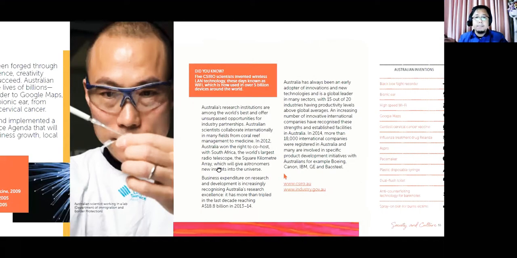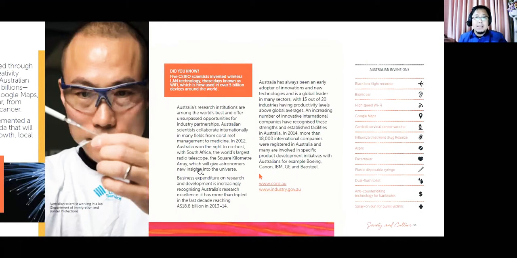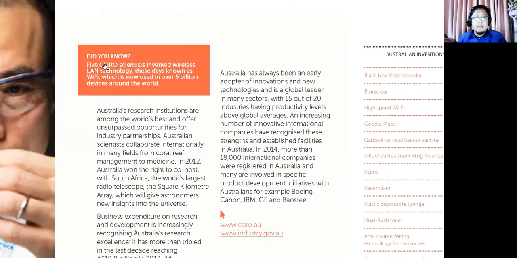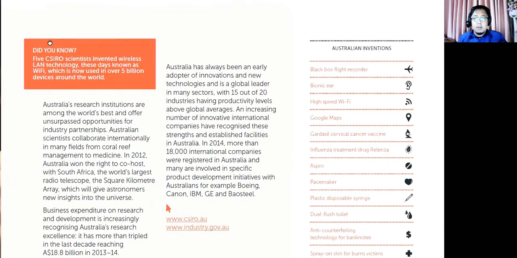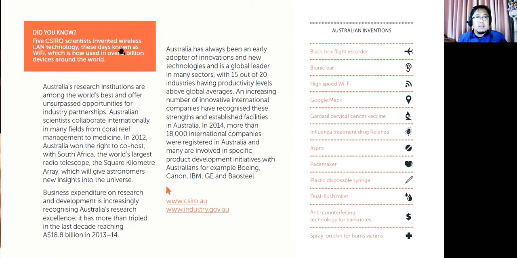Kemudian, siapa ternyata yang menemukan Wi-Fi? Yang menemukan Wi-Fi adalah ini. Let me zoom it. Okay, this one. 5.0 scientists invented wireless LAN technology, this is known as Wi-Fi, which is now used in over 5 billion devices around the world. Nah, jadi ternyata adalah orang Australia yang menemukan ini ya, 5.0 scientists. Ternyata orang Australia loh yang menemukan Wi-Fi.